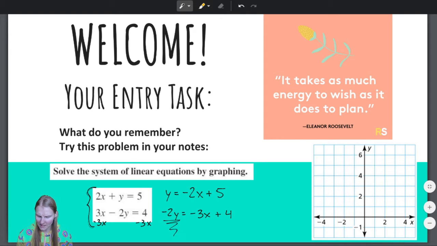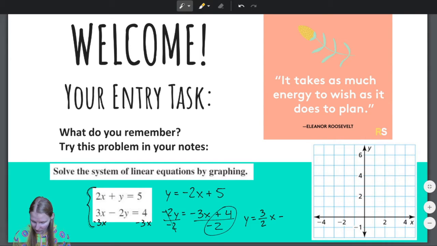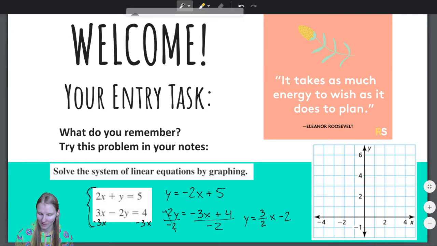But y isn't by itself just yet. I still need to divide by negative 2 on both sides. So that gives me y equals 3/2 x, positive because both the 3 and the 2 are negative, minus, right, 4 divided by negative 2 is negative 2. So y equals 3/2 x minus 2.